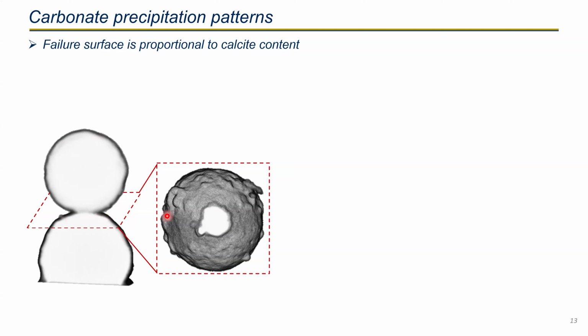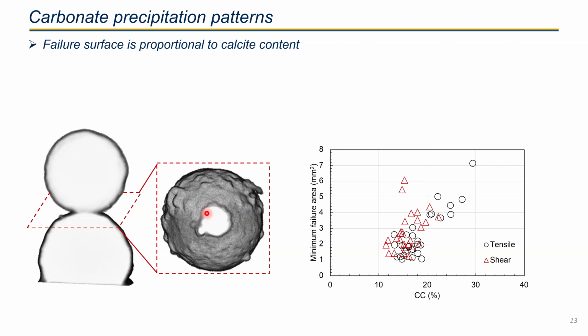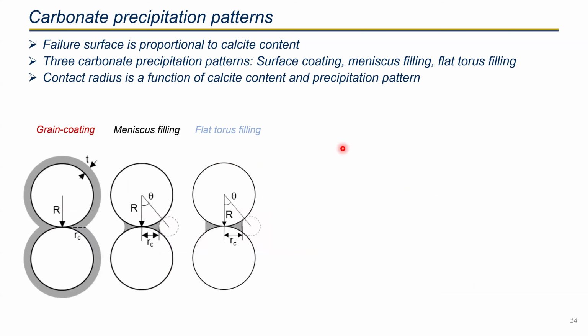And if you look at the middle cross section here, you can see this white area, which was the location where the bonding originally formed due to the calcite. So we are measuring the area of this white section, and we are using it as a failure surface area. And we also plotted the failure area with the calcite contents, and we found that they have a linear relationship. So more precipitated calcite creates a larger bonding area.